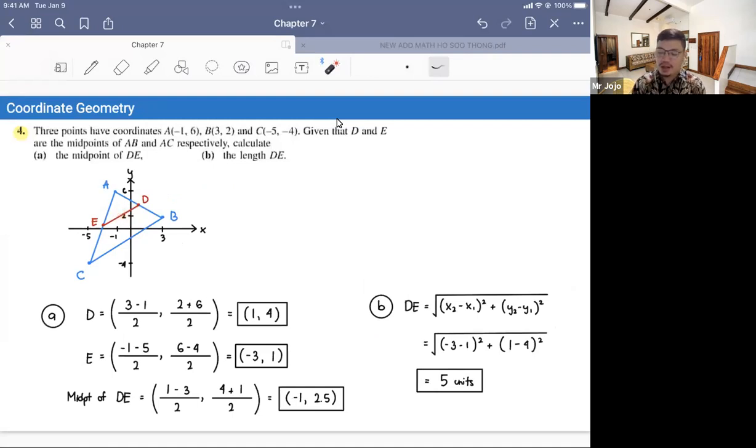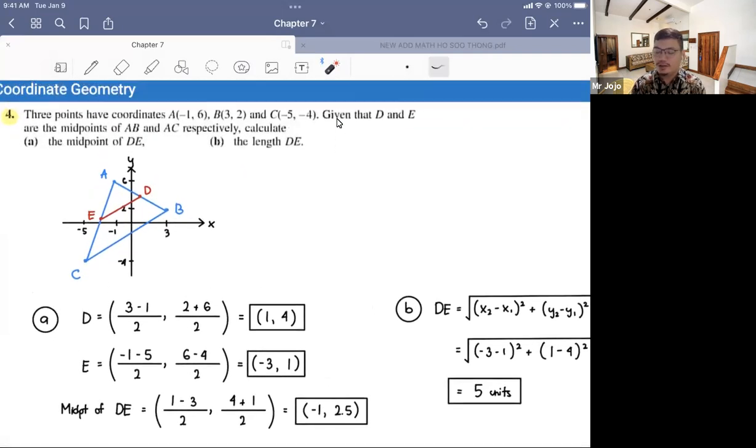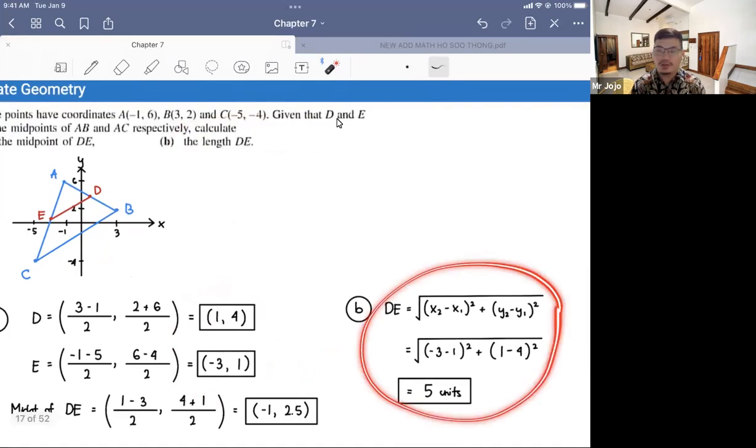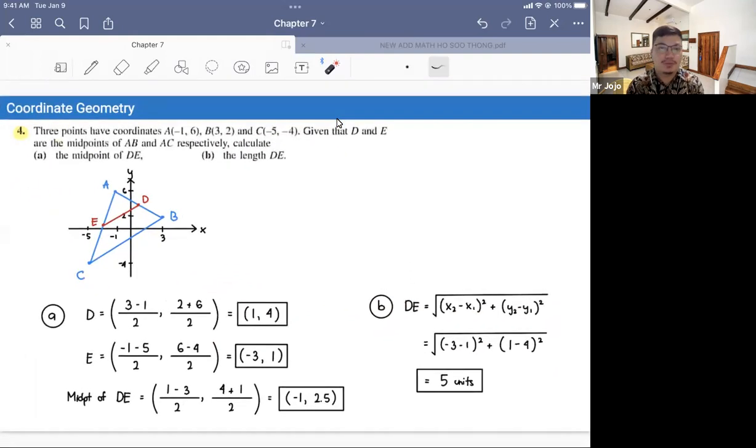All right. Now let's go to letter B. This is just a simple question about distance or length. What is the length of DE? Using the same coordinates, you will now use the formula for getting the distance or length of a line. We had this before, I mean yesterday. Substituting the values into this formula, your answer will be equal to 5 units. So that's it for example number 4.